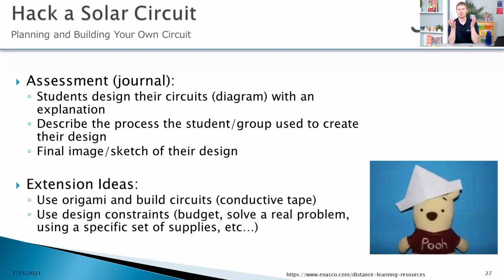I also know of extension ideas using origami to build kits, sometimes using conductive tape. I don't know if you've used that before, but conductive tape is a really good way to use those 3-volt coin batteries, maybe use some clips and some tape to hold the batteries down, or fold your piece of paper over to actually make a circuit. That's a really good way to extend this.